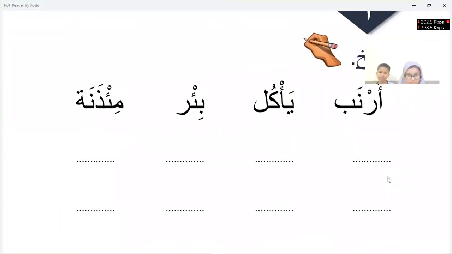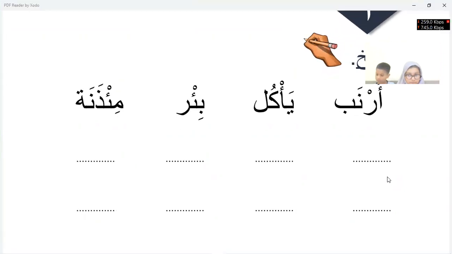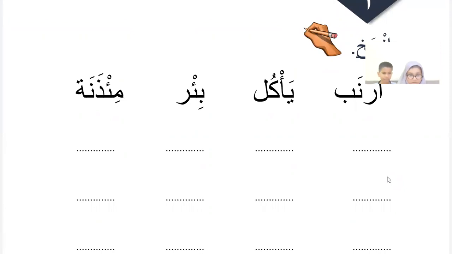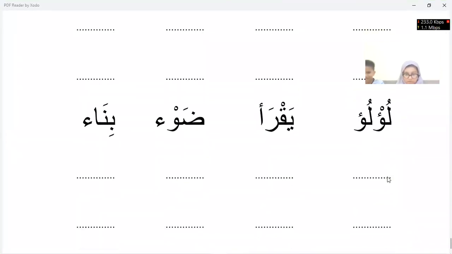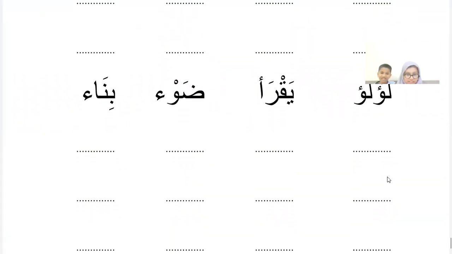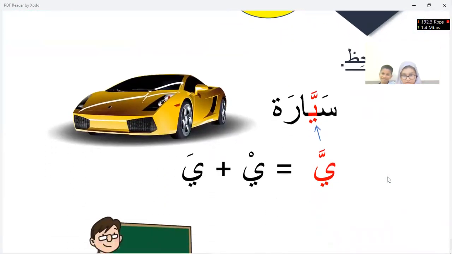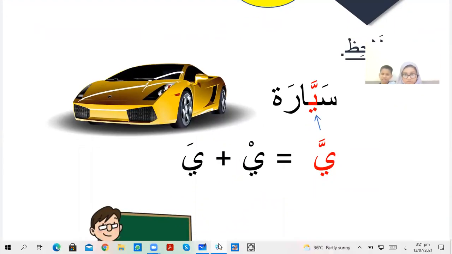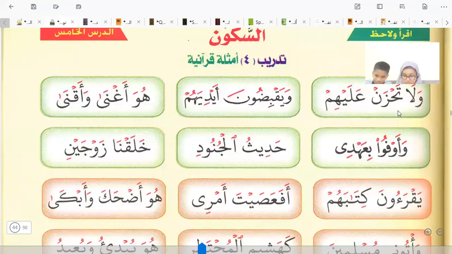Word meaning, Riyan. Arnab, rabbit. Yakulu, he's eating. Minzana means minaret. Latifa, yes. Lulu means pearl. Yakrau, he is reading. Diya means light. Bina'a means building. Building. Yes, Riyan, read this.